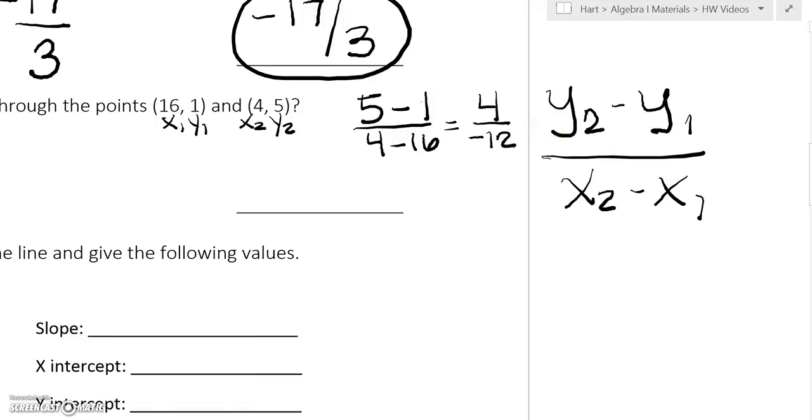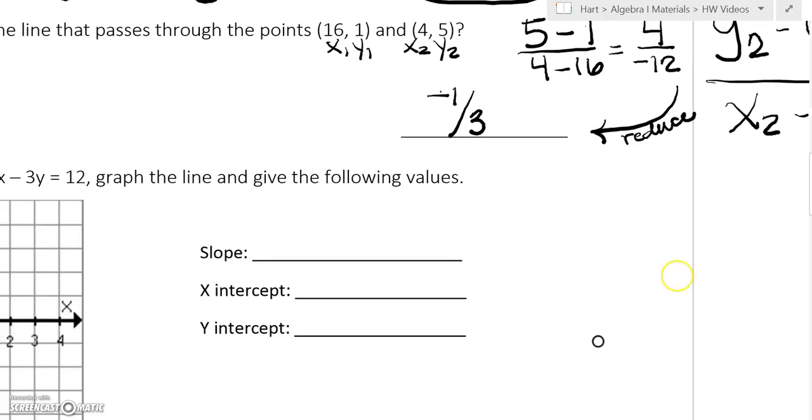And now we can still reduce this. So when we reduce it, we end up with negative 1 over 3. Negative 1/3 is our slope.